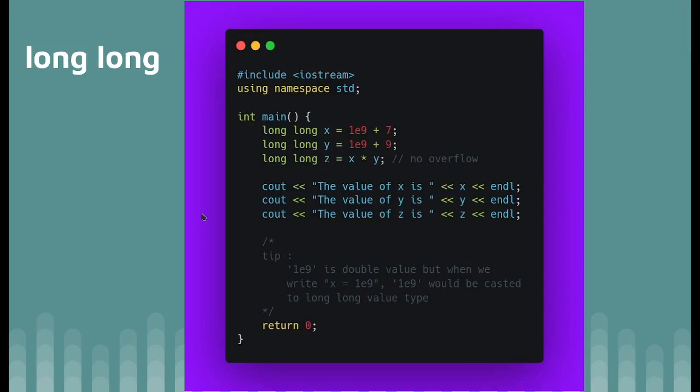As I told you here, 1e9 or 1e anything would be a double value, but when you say long x equals 1e9, C++ would automatically cast the right number to long, and x would be that number. We type long.